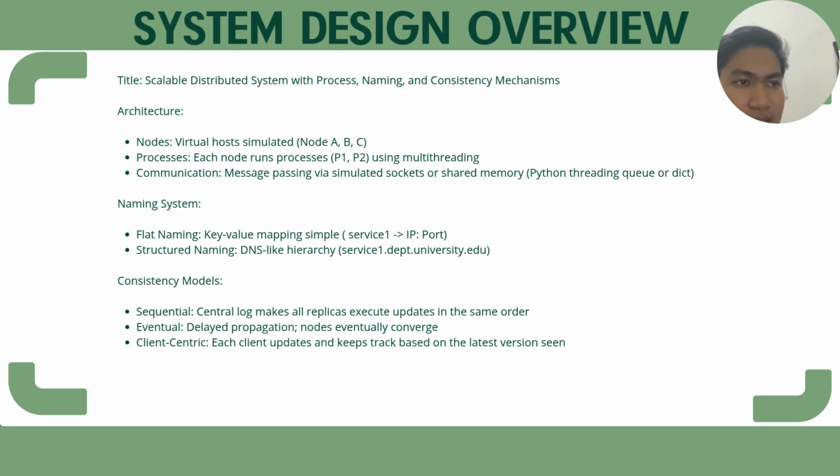There are three ways the system keeps data consistent. Sequential consistency makes sure all updates happen in the same order. Eventual consistency lets updates happen at different times but a node will match in the end. Client-centric consistency lets each client keep track of the latest data version it has seen. The design shows how to build a distributed system that is easy to scale and reliable.